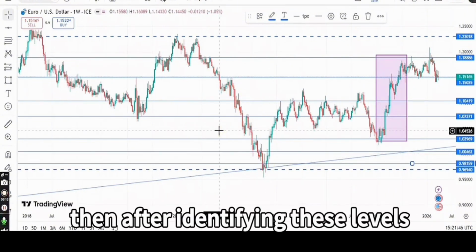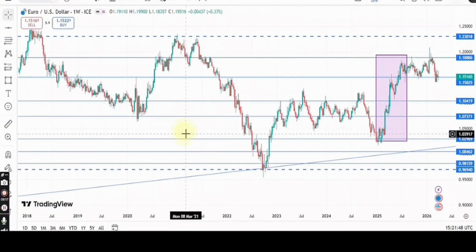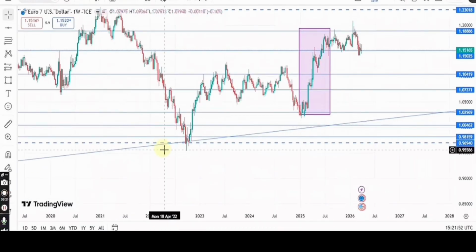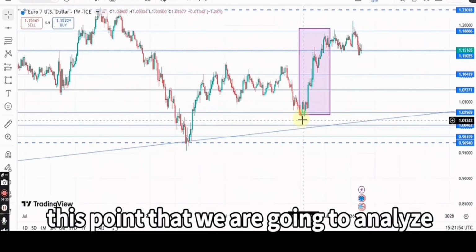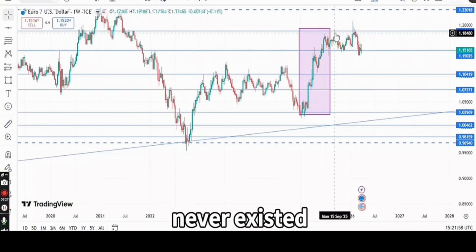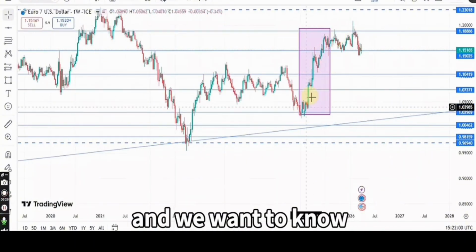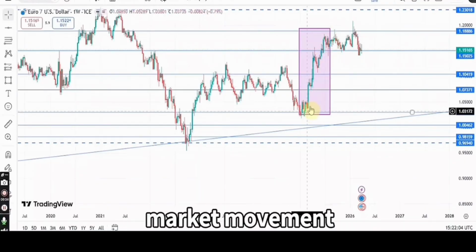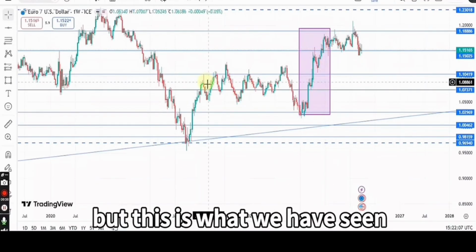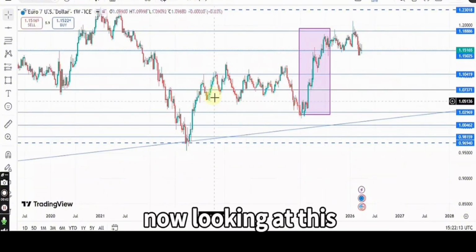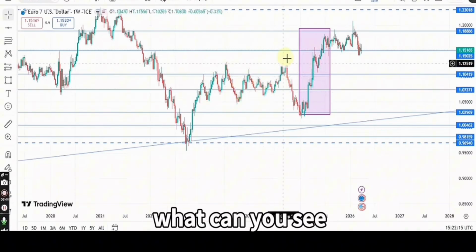Then after identifying these levels, the next thing is to look at liquidity, because this point that we are going to analyze, we are just assuming that this point never existed, and we want to know how the market would have reacted in this particular market movement, right? But this is what we would have seen in the chart. Okay, now looking at this, what can you see?